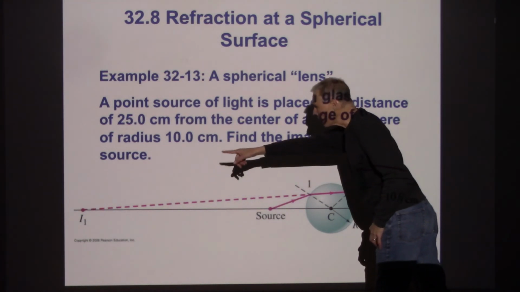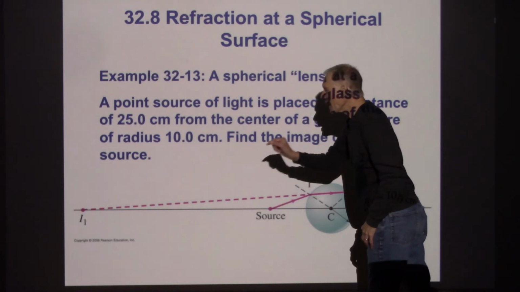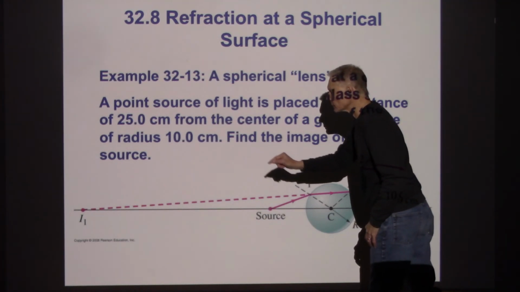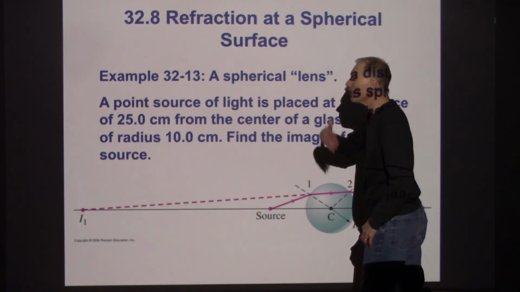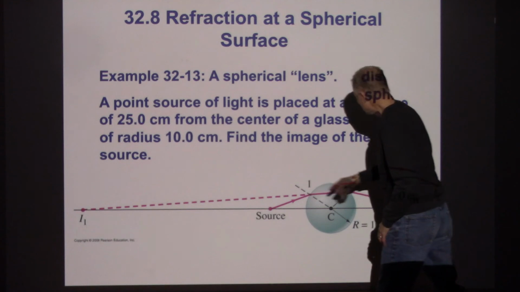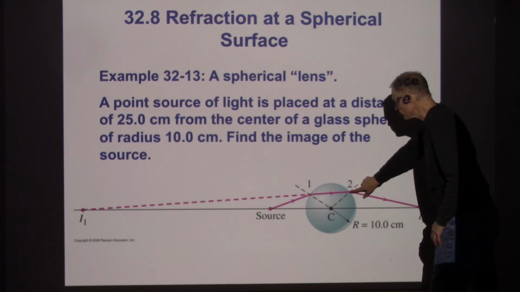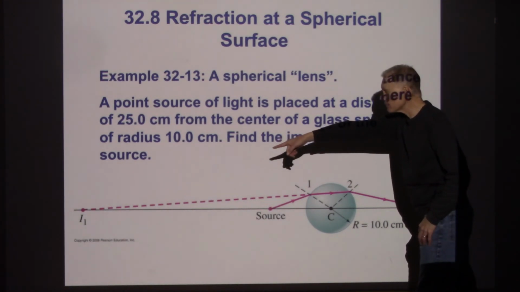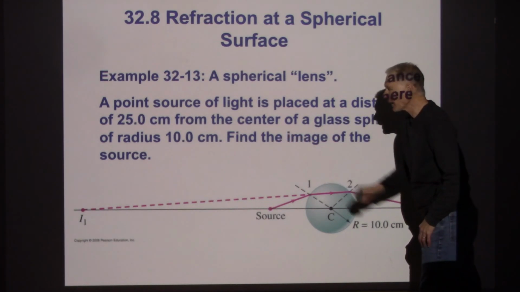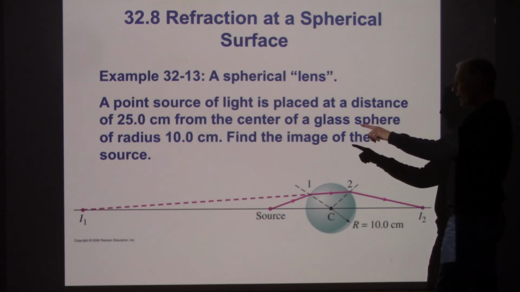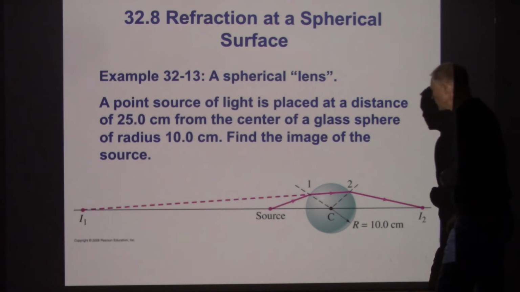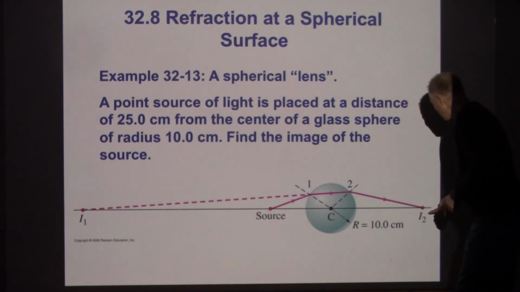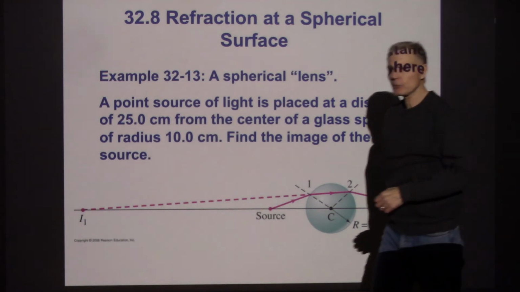Now I can take that image and treat it as an object. Image number 1 becomes object number 2 for this surface. So as far as this surface is concerned, the light's coming in along here. It's as if it's coming from that point out there. That is image 1 and object 2. And then it will refract, and then we'll get image 2 from that. So that's what the setup looks like.